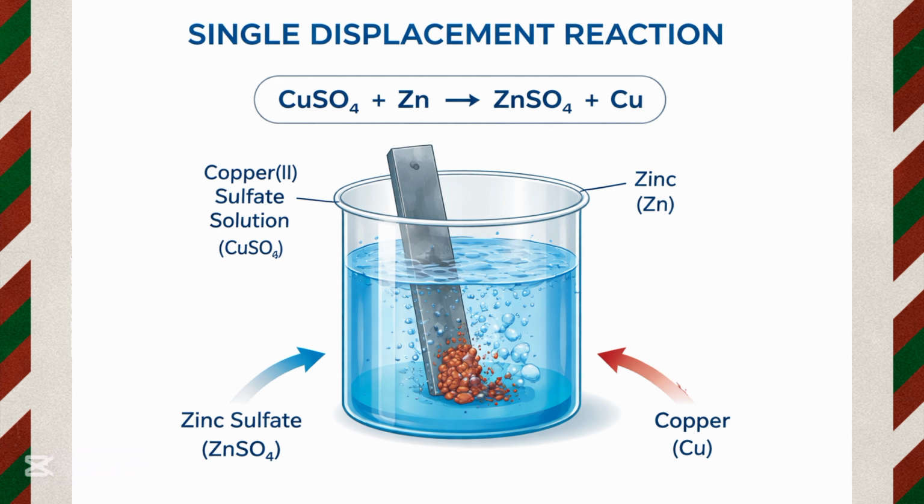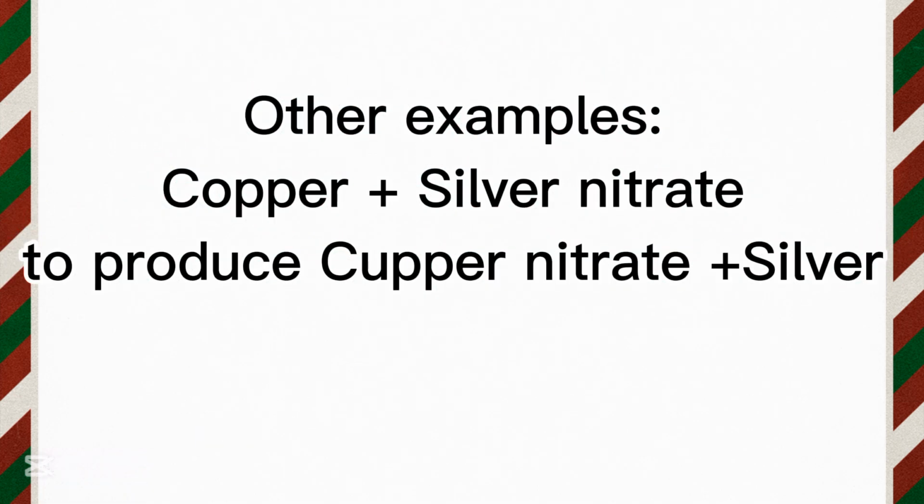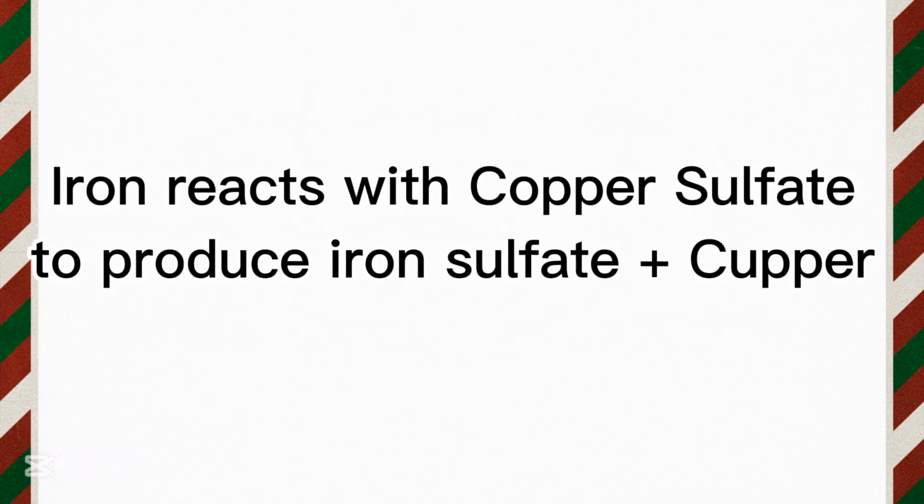Copper 2 sulfate solution in a container plus zinc inside the same container. Zinc will displace copper because zinc is more reactive than copper. That's why zinc displaces copper. Other examples, copper plus silver nitrate. It forms copper nitrate plus silver. This means that copper displaces silver from nitrate and it forms copper nitrate. Another example, iron plus copper sulfate. It produces iron sulfate plus copper. This means iron displaces copper from sulfate. The more reactive element will always replace the less reactive ones.